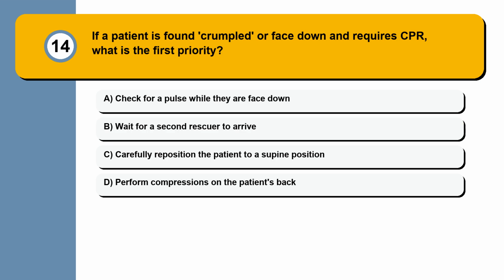Question 14. If a patient is found crumpled or face down and requires CPR, what is the first priority? Check for a pulse while they are face down. Wait for a second rescuer to arrive. Carefully reposition the patient to a supine position. Perform compressions on the patient's back.